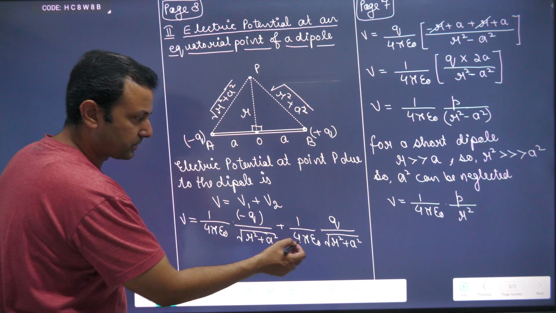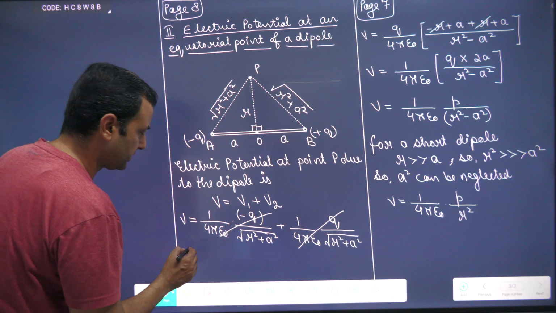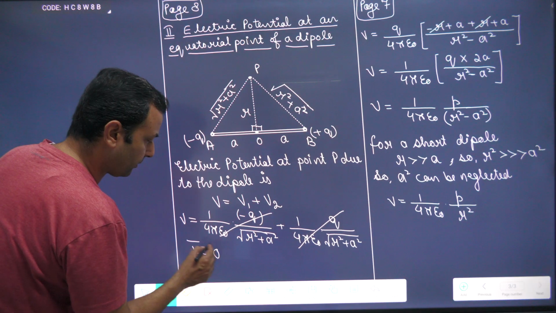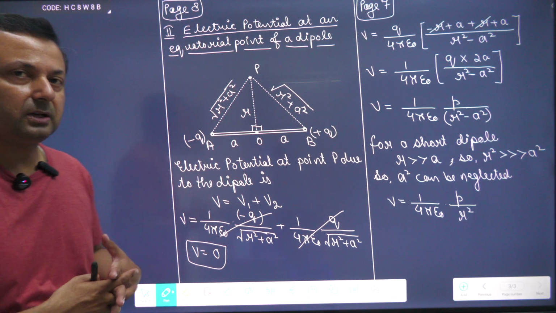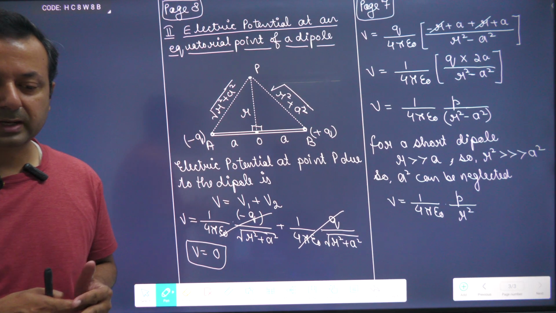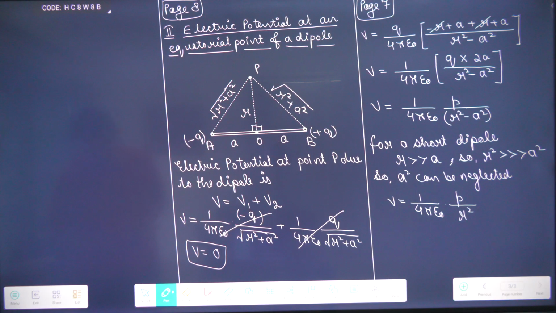So this is a positive term and this is the same negative term. They will cancel each other out. So V is equal to 0. So the electric potential at an equatorial point due to a dipole is always 0. Is this clear to you? Yes.